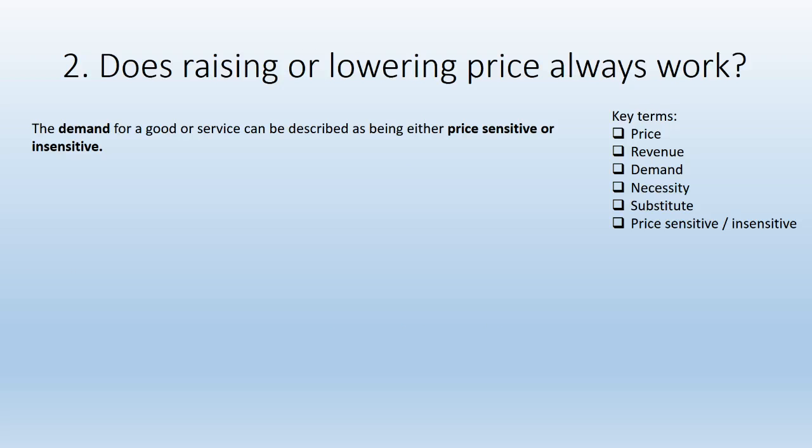Chapter 2 of the book looks at raising or lowering price, and does that always work? So this is the concept known as price sensitivity of demand. Remember, it's the demand for the good or service that's either price sensitive or insensitive, not the good itself. So if you're describing beans as being sensitive, they're not. It's the demand for them that might be price sensitive. Get that right. Use of language is very important.